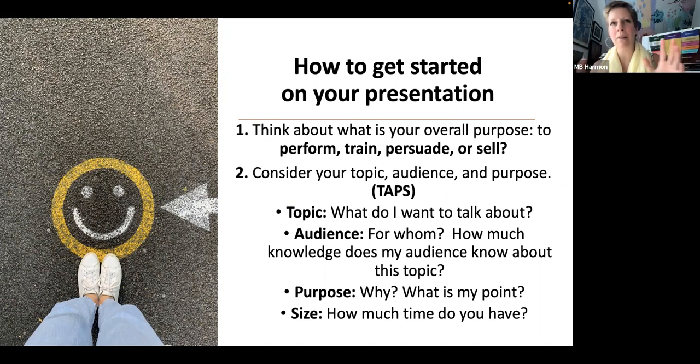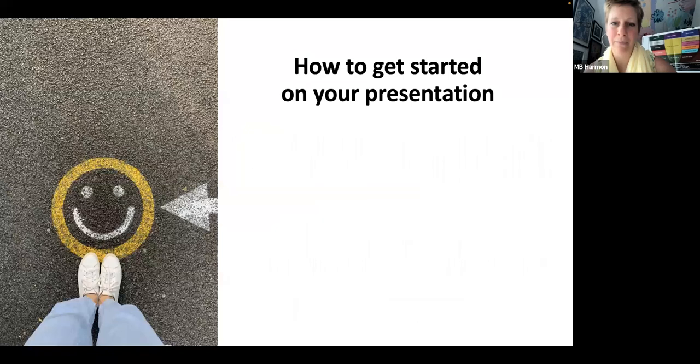So if you can think about or know ahead of time what the size is, it's going to help you organize your ideas, okay? And I have a reference to this particular book on the handout, which might help you as you're thinking through.